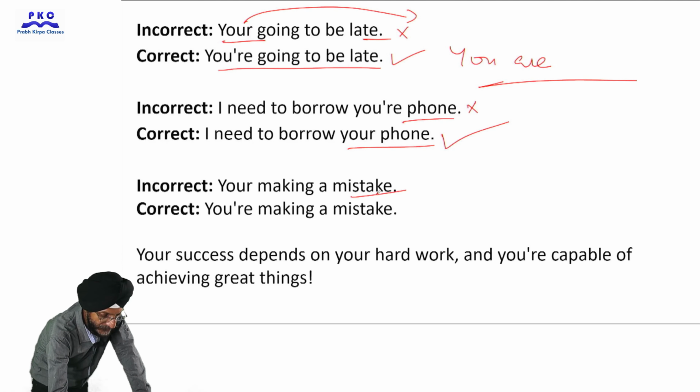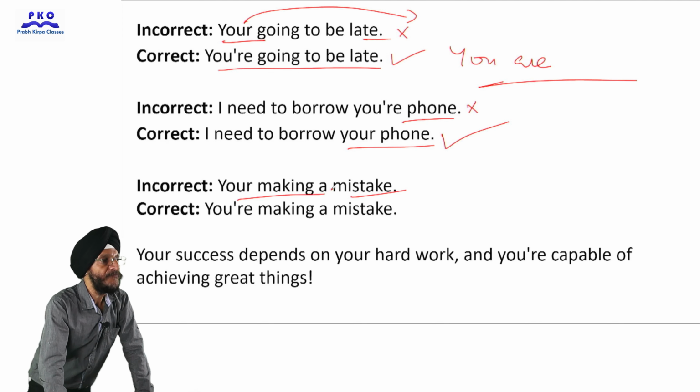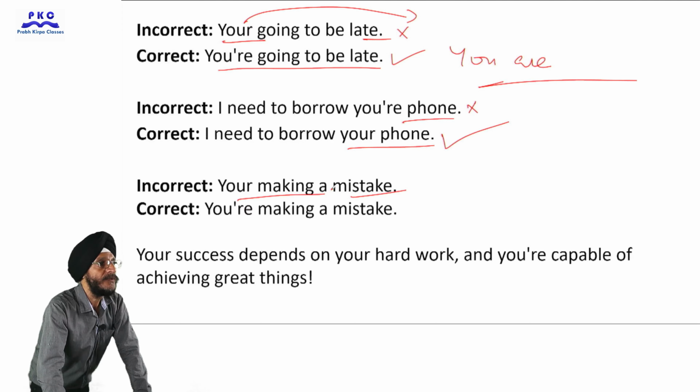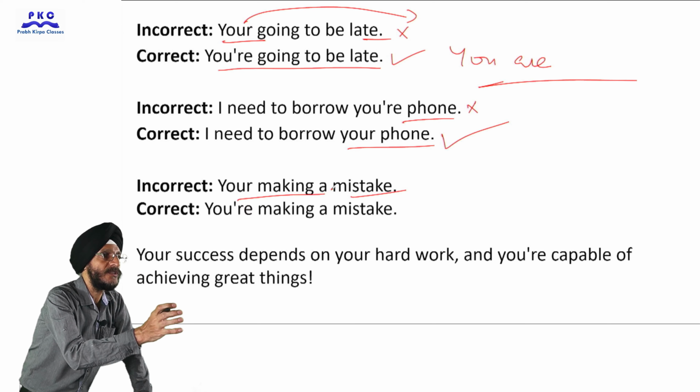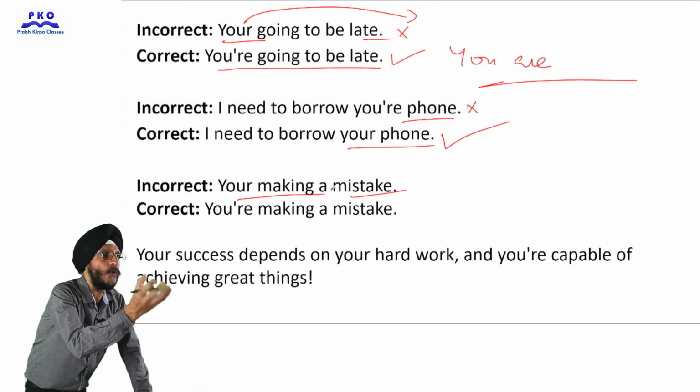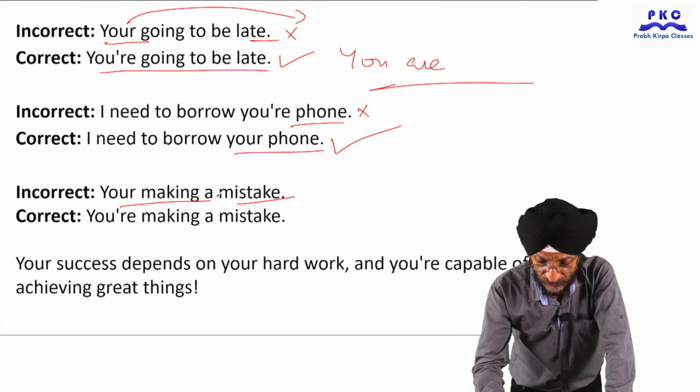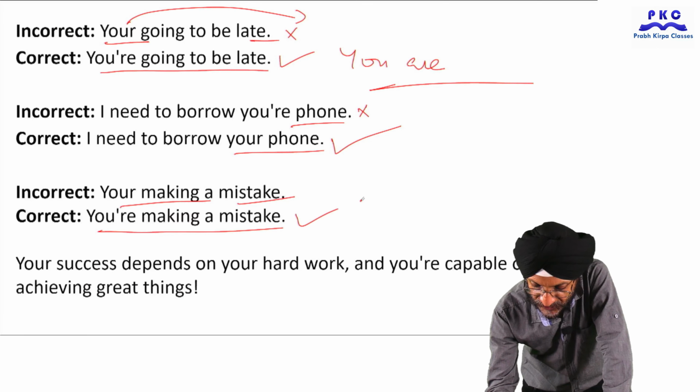You are making a mistake. Here, "your" is a possession or shows ownership. But here there is no item which is to be shown as the owner of something. So here, "you're making a mistake" is correct.